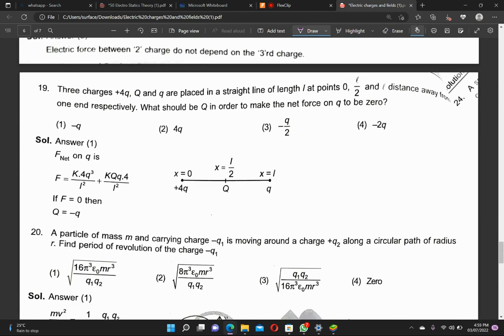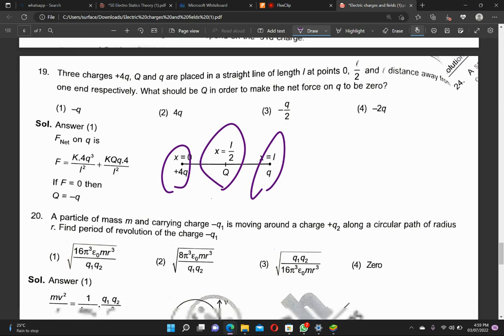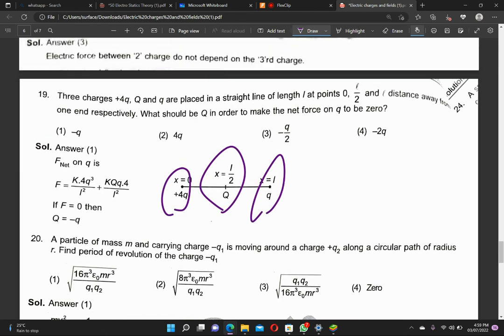Three charges plus 4q, Q and small q are placed in a straight line of length L at points 0, L by 2 and L. At x equals 0 it's plus 4q, at x equals L by 2 it's capital Q, at x equals L it is small q. What should be Q in order to make the net force on small q to be 0? So the force on q is k 4q q by L square plus k Q q into 4 by L square. Okay, if F equals 0, then Q equals minus q.